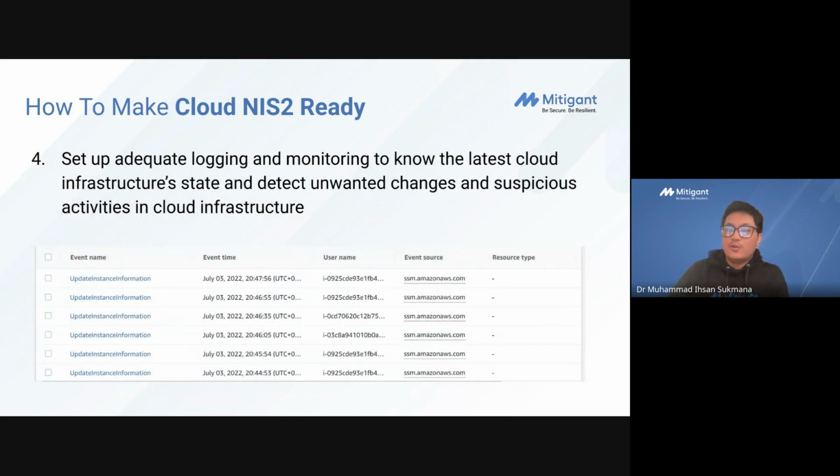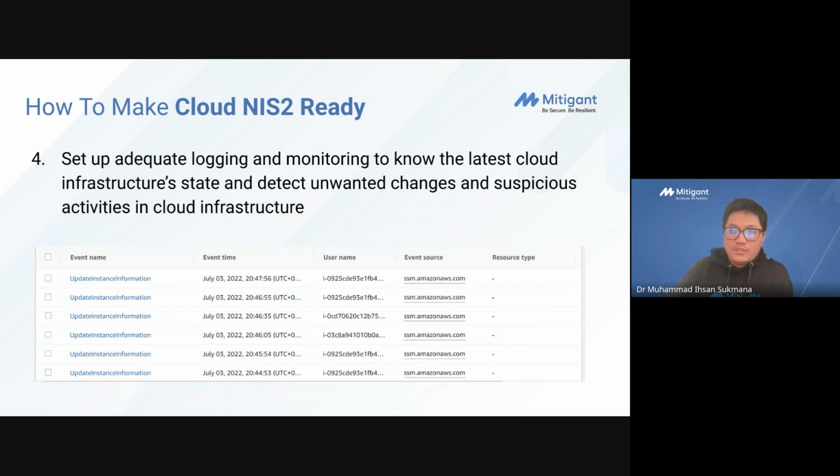And another thing when it comes to monitoring is that we need to set up adequate logging and monitoring, basically, to know what the latest cloud state is and detect unwanted changes and suspicious activities in cloud infrastructure. The reason is that cloud attacks are not easy to detect, right? Suspicious attacks could happen anytime, anywhere, and you have to make sure that you actually know what's going on within your infrastructure. You would like to be receiving alerts, for example, if there are suspicious activities happening, right? So just an example.